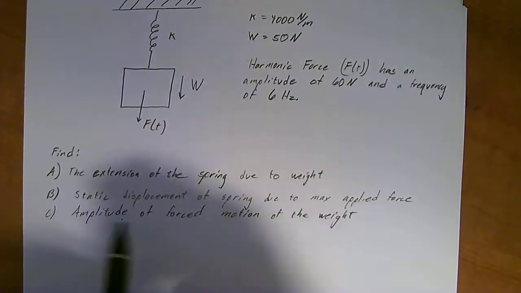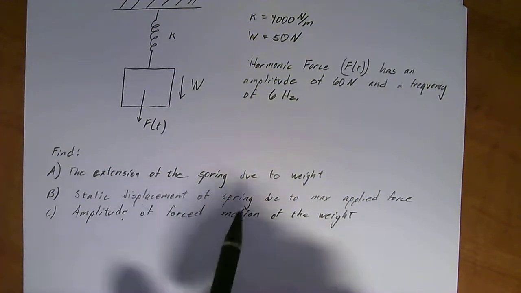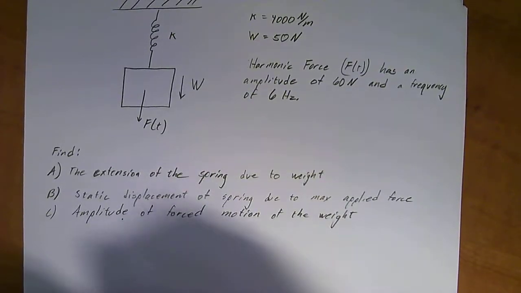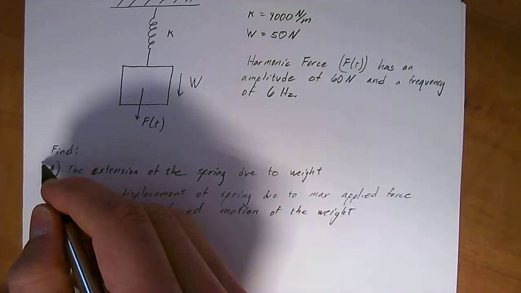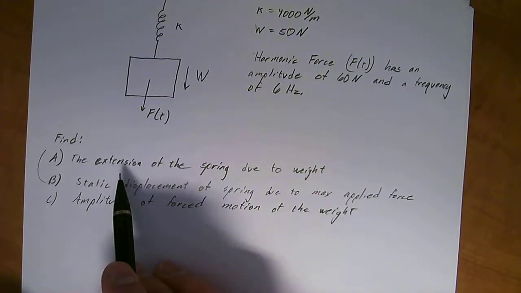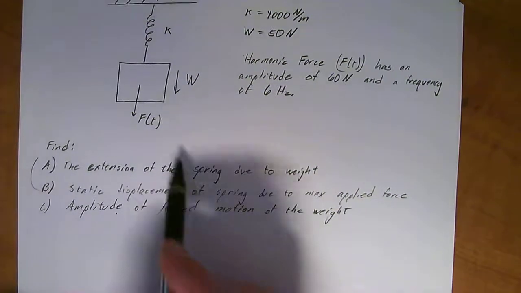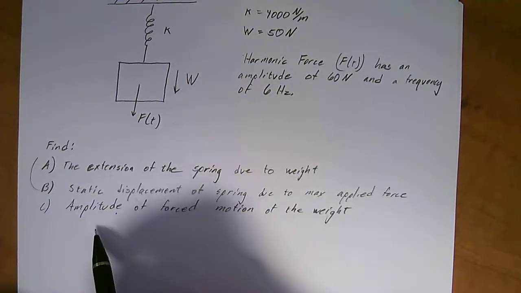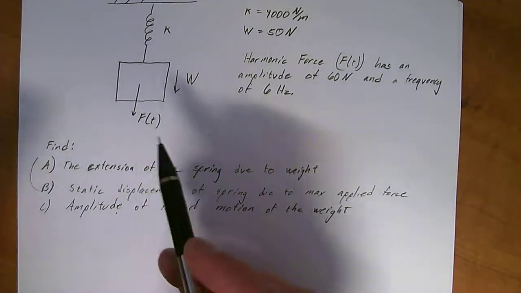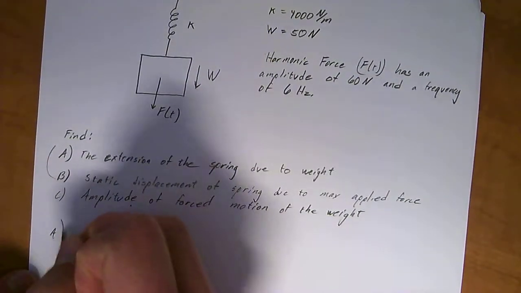But the three things we're trying to find is the extension of the spring due to weight, and then the static displacement of the spring due to max applied force, and then the amplitude of the forced motion of the weight. These first two are actually really easy, because even though they're worded a little bit differently, they mean the exact same thing. You want to find the extension of the spring due to just the weight, and then you want to find basically the displacement of the spring due to just the force at its maximum point, so at its maximum amplitude basically.